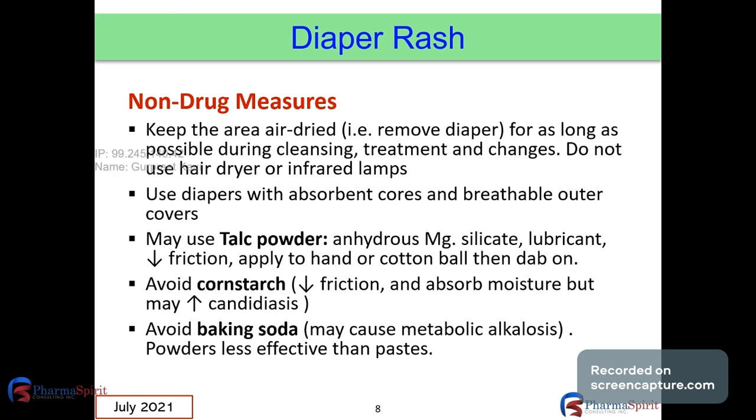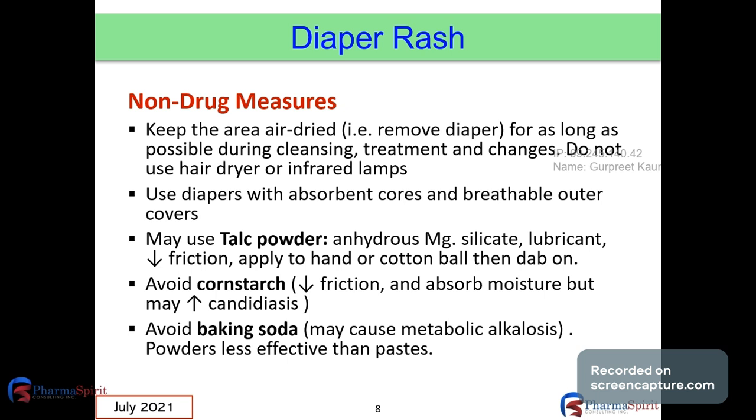So we will not apply it directly on the skin. We apply it first to the hand or to a cotton ball and then we dab it on the skin. And this is important to avoid the inhalation of the very fine powder if we apply it directly on the skin. We also recommend to the mother to avoid using cornstarch.